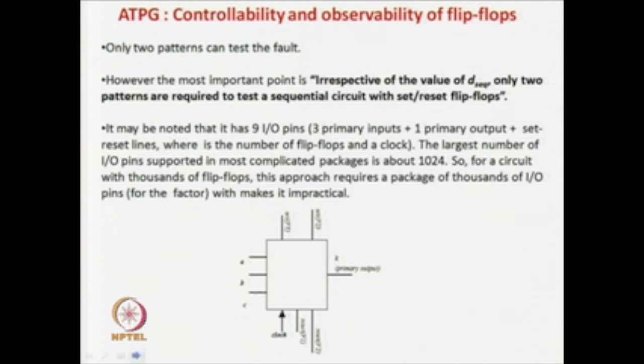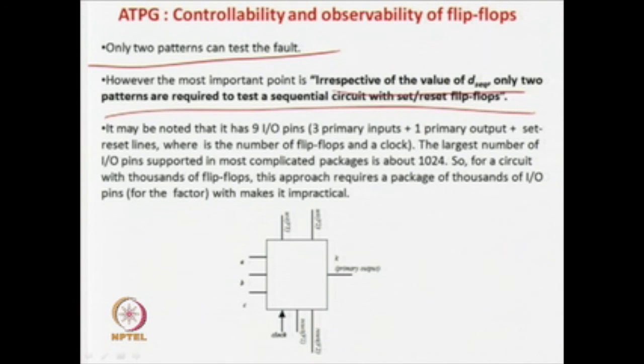Now, you see what you gain and what you lose. The gain is only 2 patterns to test the circuit. However many flip flops there are, whatever the sequential depth, you need not worry at all. Your job is done, only 2 patterns are required. Most important, irrespective of the value of the sequential depth, only 2 patterns are required to test a sequential circuit. That is the greatest boon you are getting: you have converted a sequential circuit to a virtual combinational circuit and you are solving your problem. So, the D algorithm is doing everything for you, you need not go for time frame expansion and all this.